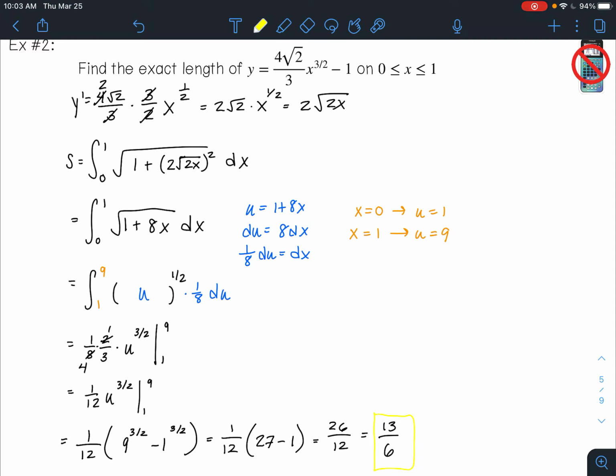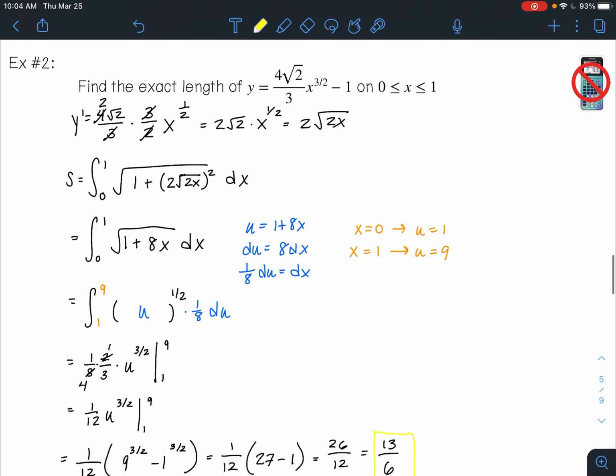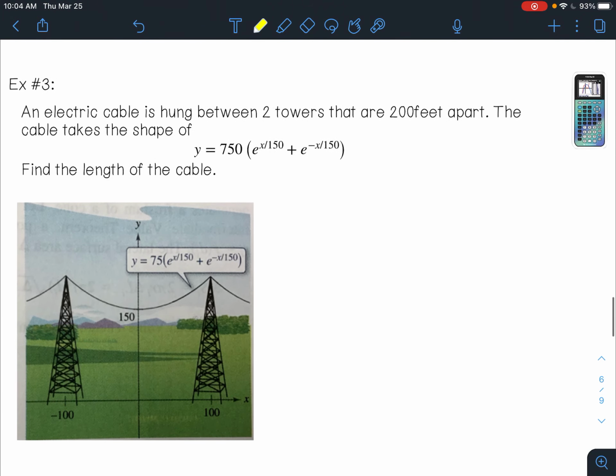Okay, and then let's do one more example problem. We're going to make this a little bit more realistic, so we're going to do kind of an application question, and we are going to use the calculator for this. So an electric cable is hung between 2 towers that are 200 feet apart. We have a little graph of that there. And the cable takes the shape of this curve. That's called a hyperbolic cosine, or the cosh.